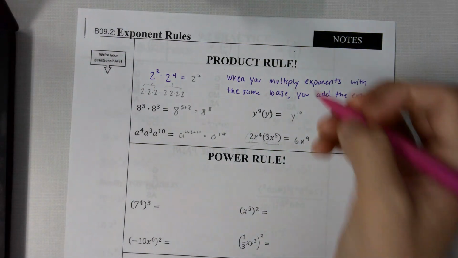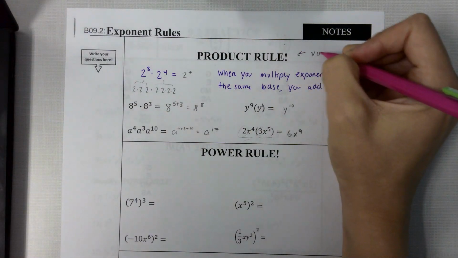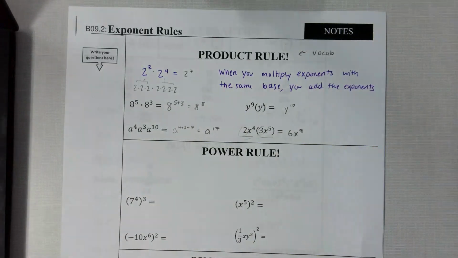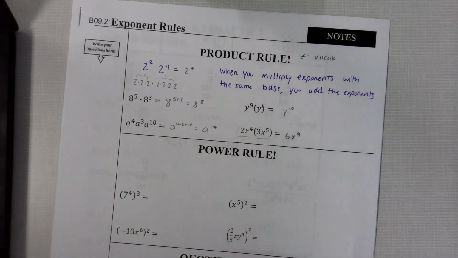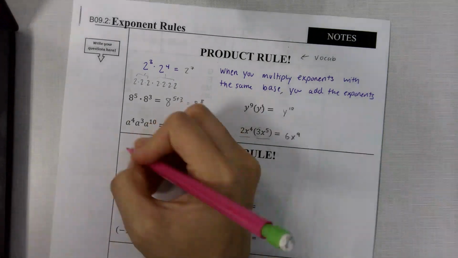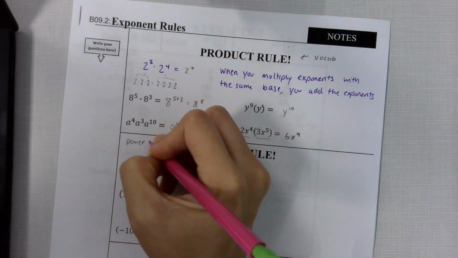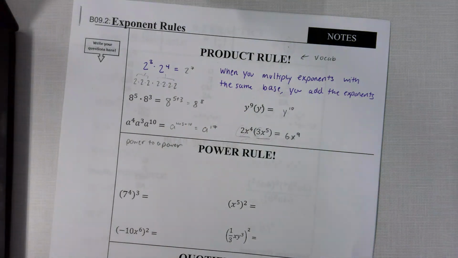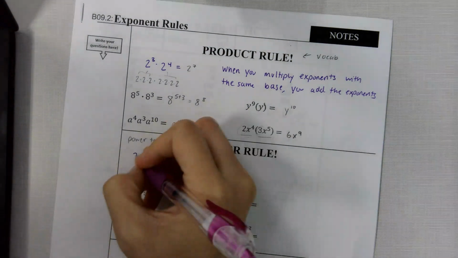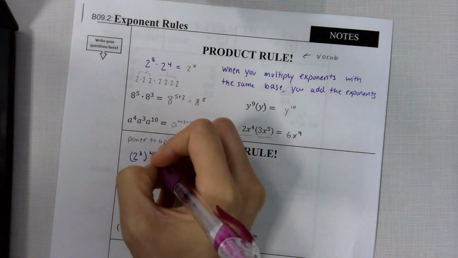Alright, so remember, this is a vocab term. Product rule. So, right, it's part of the exponent rules. Okay, power rule, another vocab term. We can also think of it as power to a power. So let's have an example. 2 to the 3 to the 4th.